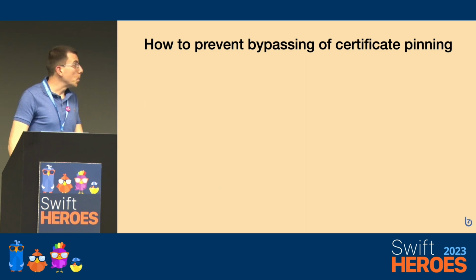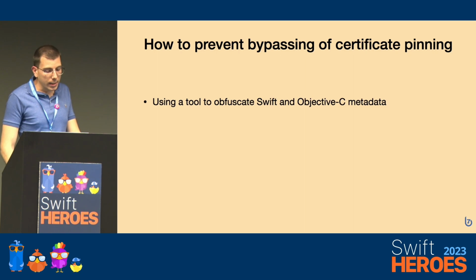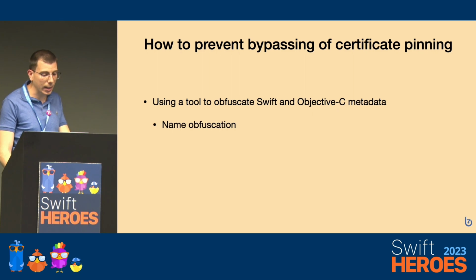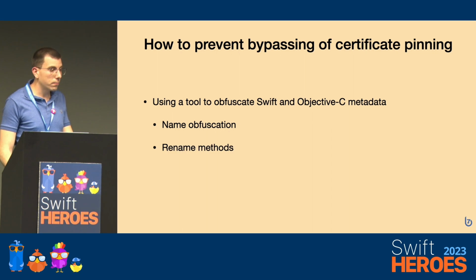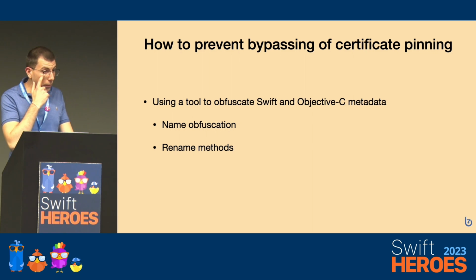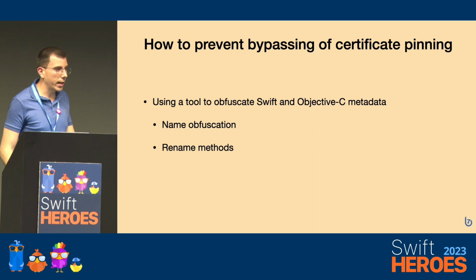But is there actually a way to prevent bypassing the certificate pinning? Yes. We can prevent it using some obfuscation of Swift and Objective-C metadata, so name obfuscation, or we can rename the methods to make them harder to understand. It's something that I actually found in one of the apps that we recently bought at Bluethrone. Basically, they do use Firebase, and the namings are insane. It's just letters. So I was like, okay, what is this doing? Letter A, letter B, what the hell is this? Why did they do this?